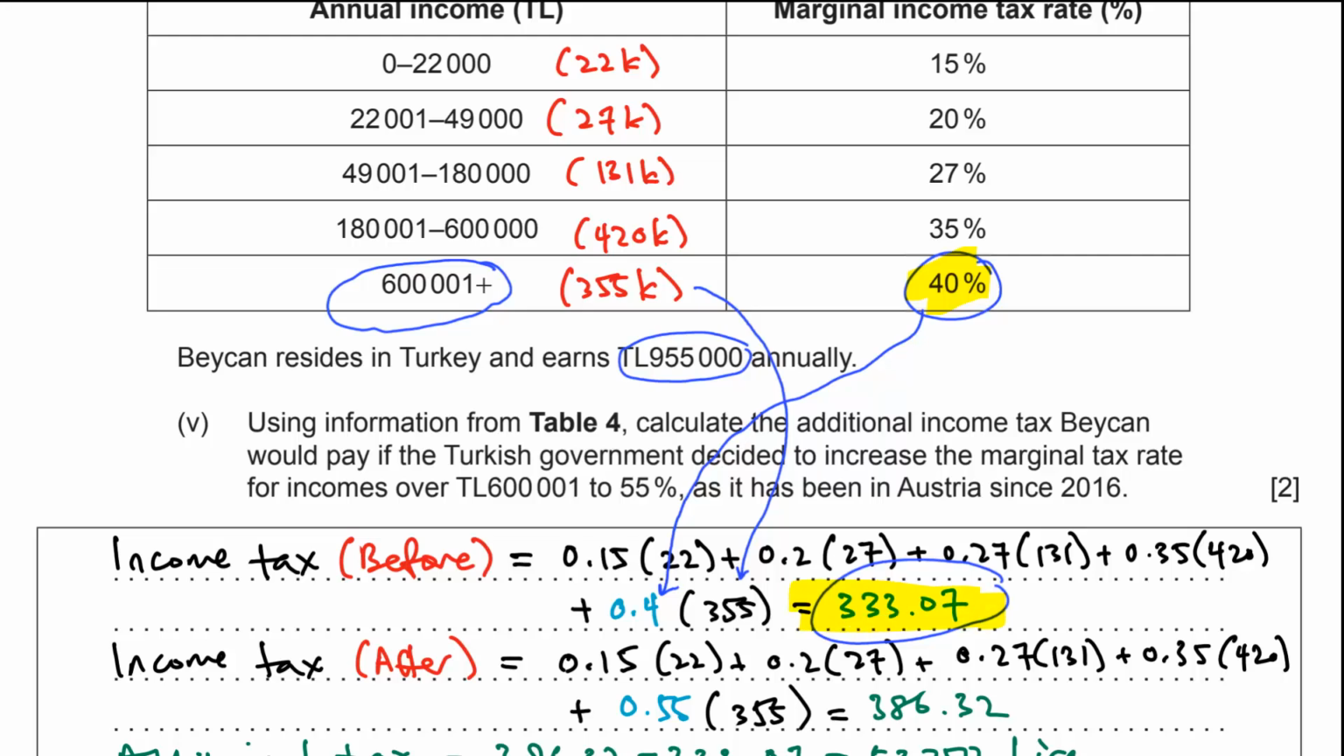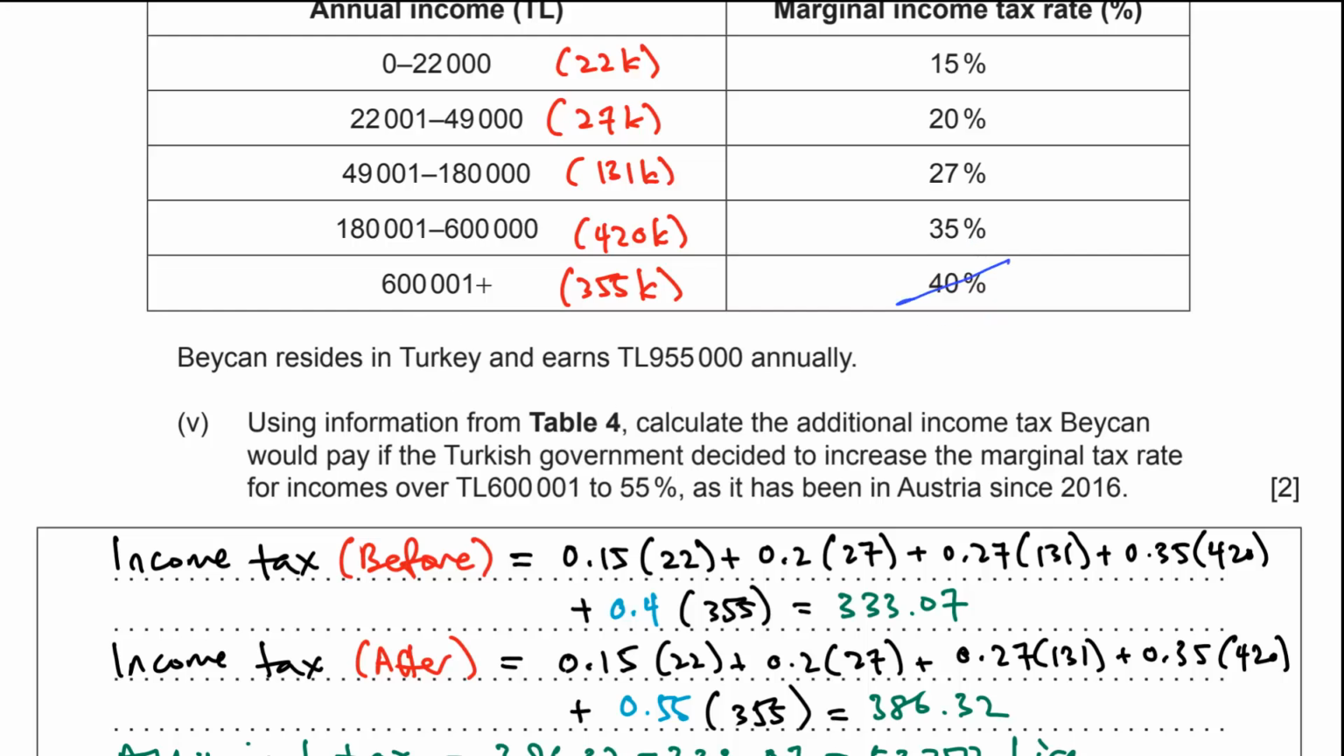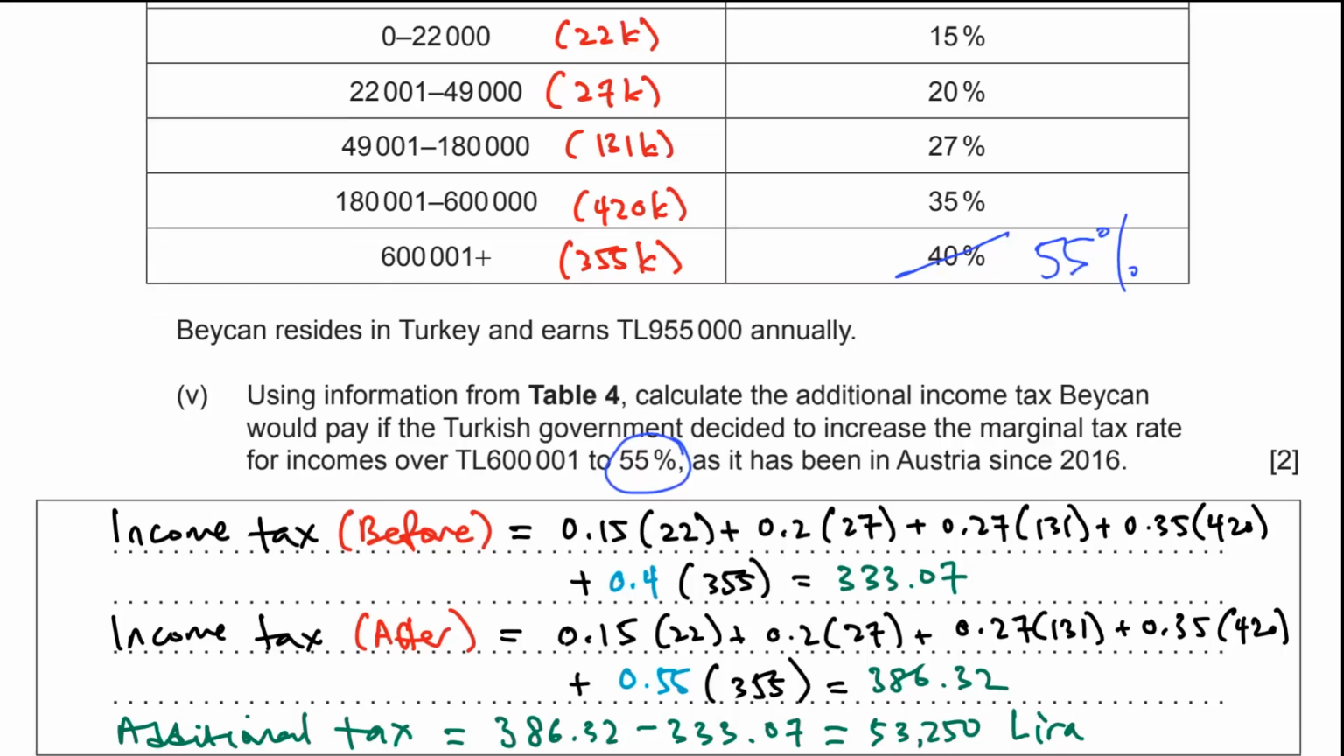Now, the next bit of the question is we've got to figure out what the tax would be if, sorry, let me just get rid of this annotation over here. Now we're going to change this top slice, this 40% slice, to 55%, because that's what the government is proposing. Now the useful thing here is that all the remaining brackets, the 22,000 bracket, the 27K bracket, all those previous brackets, they stay the same. So we don't actually have to recalculate those first four brackets.